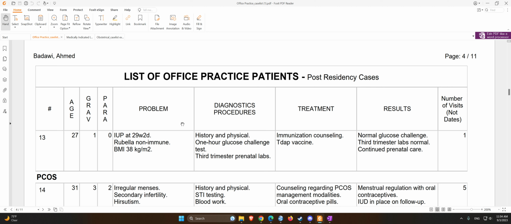And then patient 16, it says recurrent yeast infection. What's the definition of it? Yeah, recurrent yeast infection is 4 times in the last year or 3 times in the past 6 months, sorry. Okay.